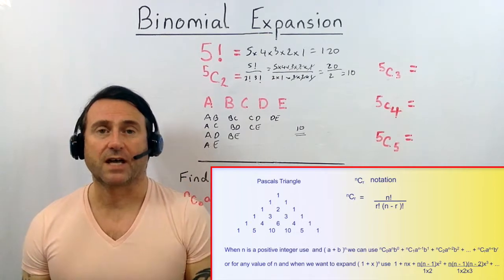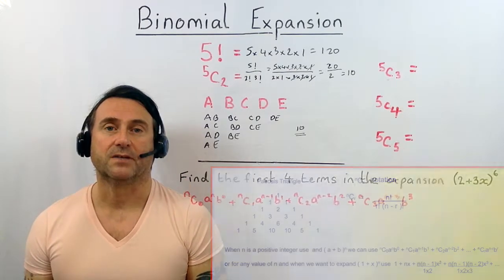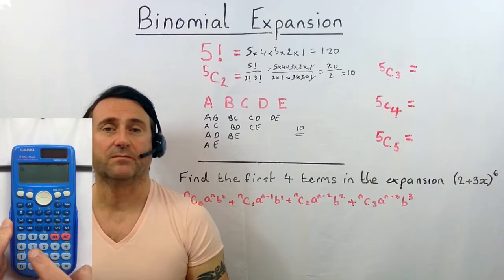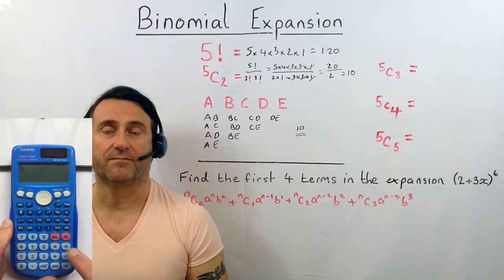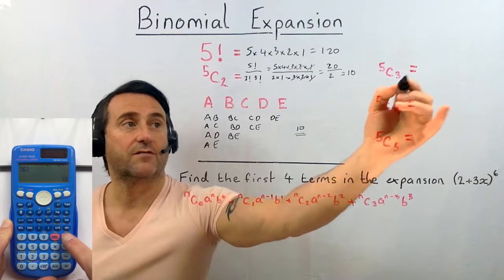Now this can be done on a calculator. There's an NCR button on the calculator. So let's just type this in. Have a look below. If we type in 5, then press our NCR button, then type in 3 and then equals, we're going to get the answer of 10.